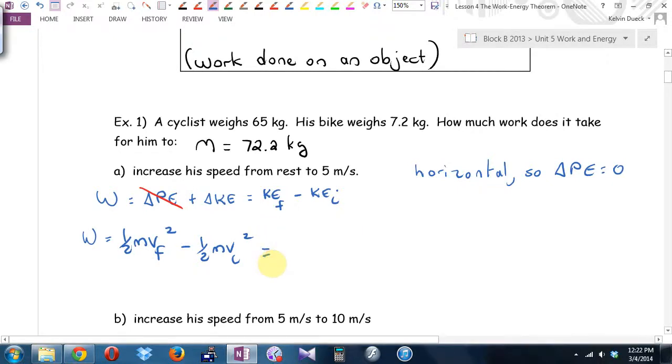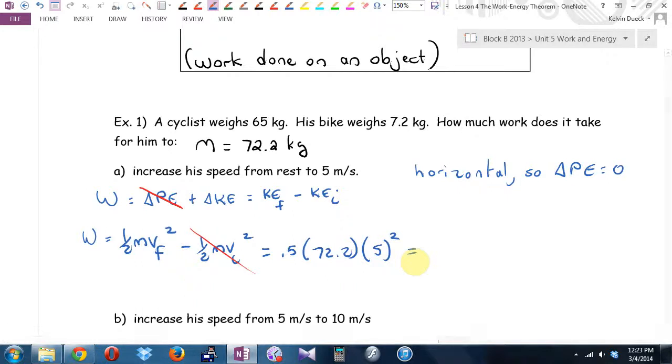Oh, you know what? I think in this case, what's my initial? Rest. So how much work does it take for this biker to go from 0 to 5? A half times 72.2 times 5 squared. Which is what?